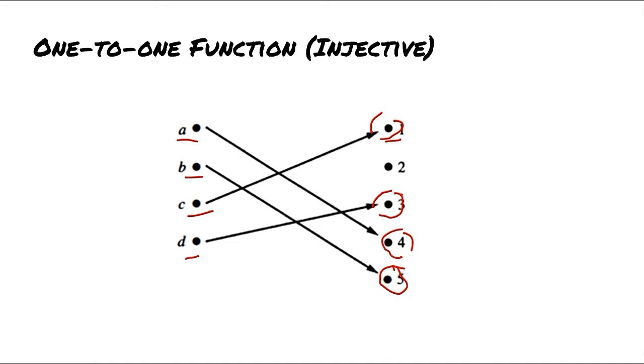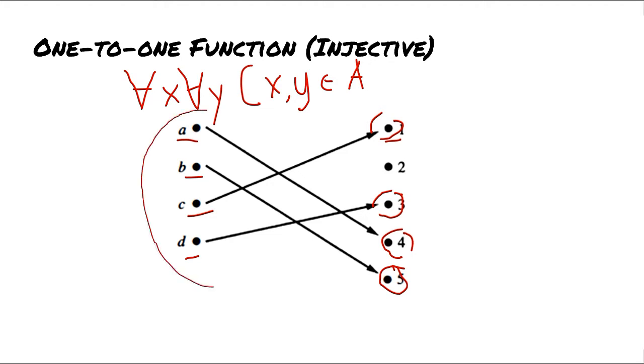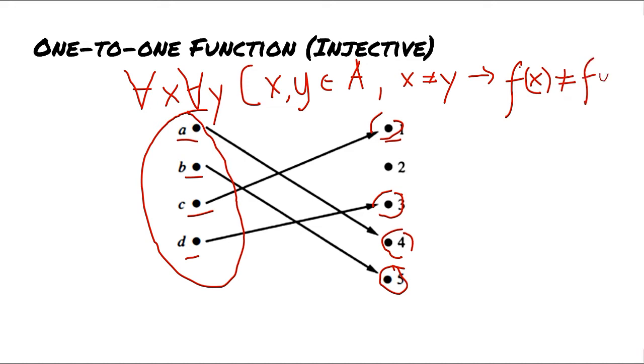So we could formally define this by logic: for all X, for all Y, such that X, Y will be elements of the domain A, for example, to be specific. So if X is not equal to Y, this should imply that f of X is not equal to f of Y.